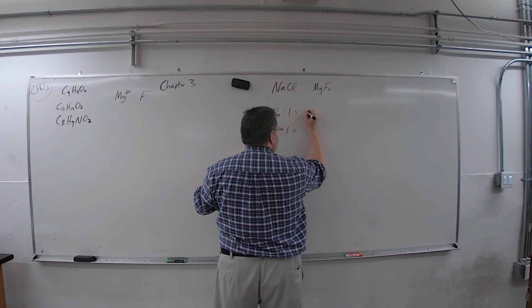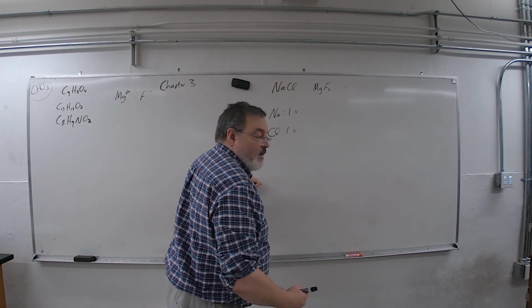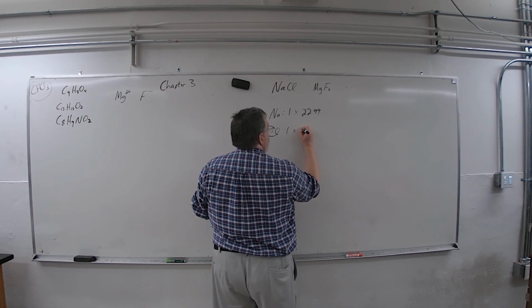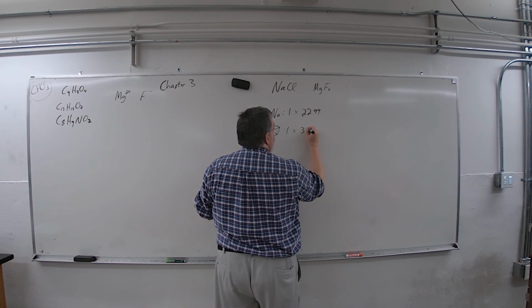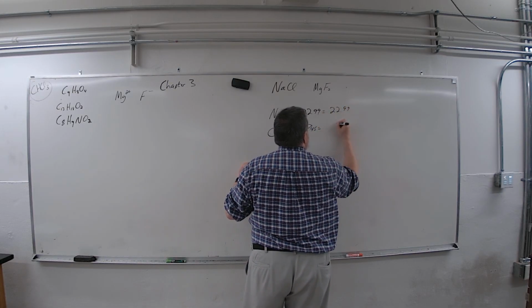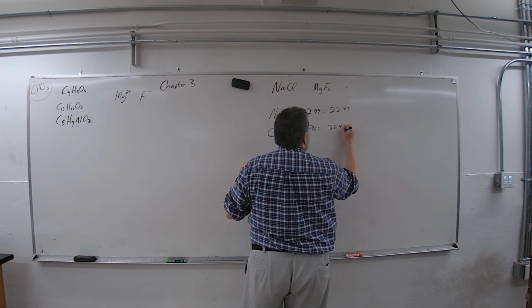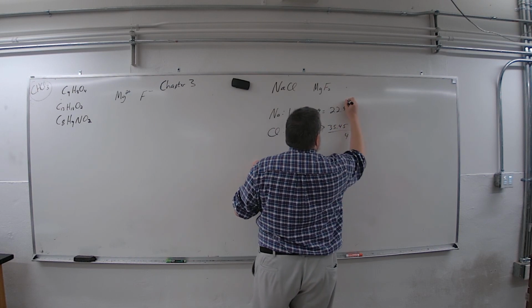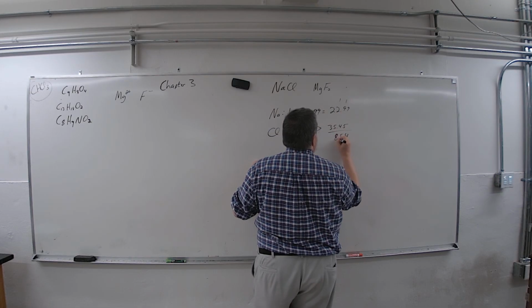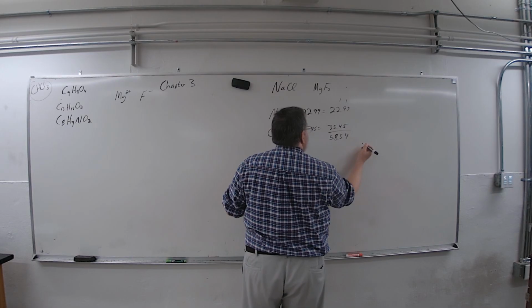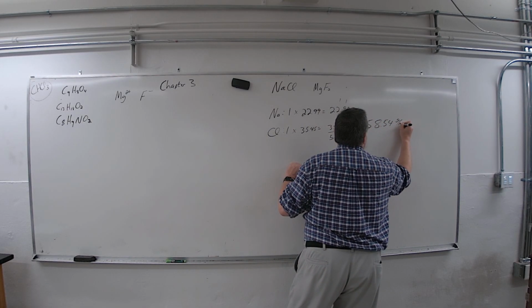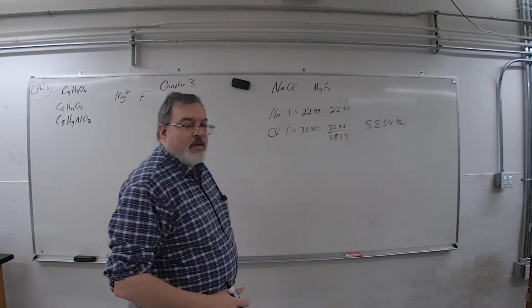What is Na? What is it? Can't hear you. And Cl? 35. I know some of these. I did that right. 58.54 grams per mole. Or I could write AMU.